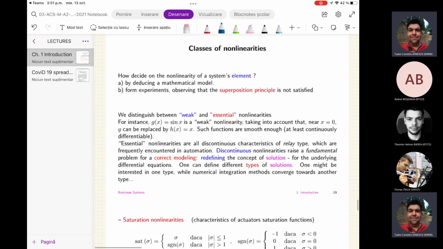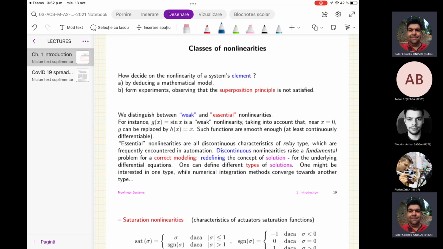Right. So now we have to talk about classes of nonlinearities. How do you decide on the nonlinearity of a system's element? This is the main question. By deducing a mathematical model, you look at it: sin x, cos x, x1 x2, these are nonlinear elements. They are nonlinear behaviors within the system, meaning that you cannot apply the Laplace transform on such equations. This is the main decision, the main ingredient telling you whether some equation is nonlinear or not.